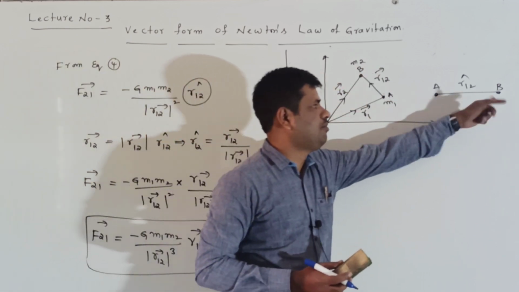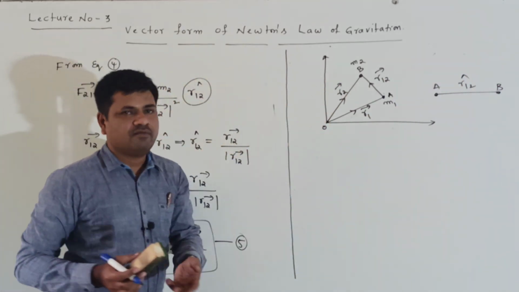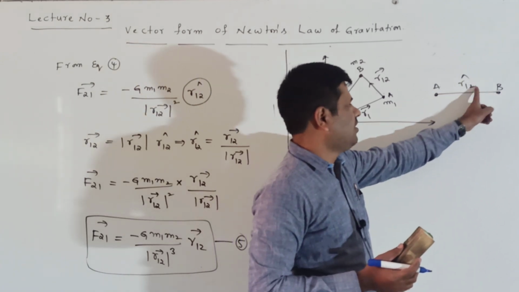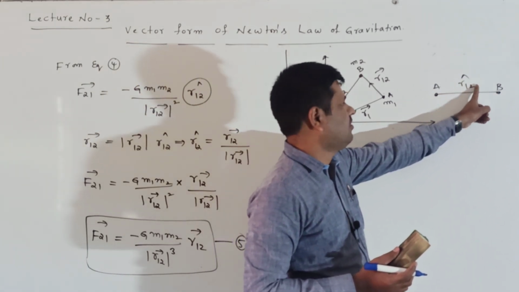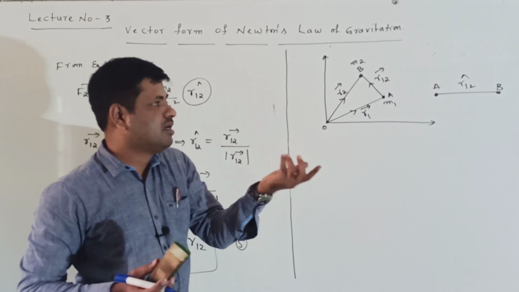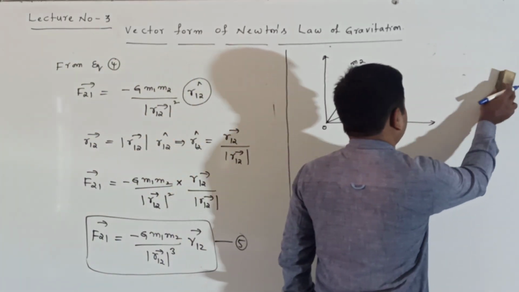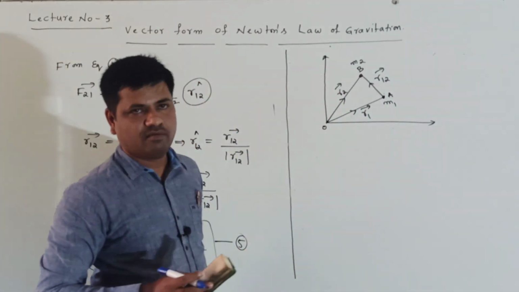Why take this? Because the A to B unit vector is R12 cap. When this unit vector is multiplied by its magnitude, it gives a position vector, or vector. So this is the vector I have taken as R12 bar from A to B.